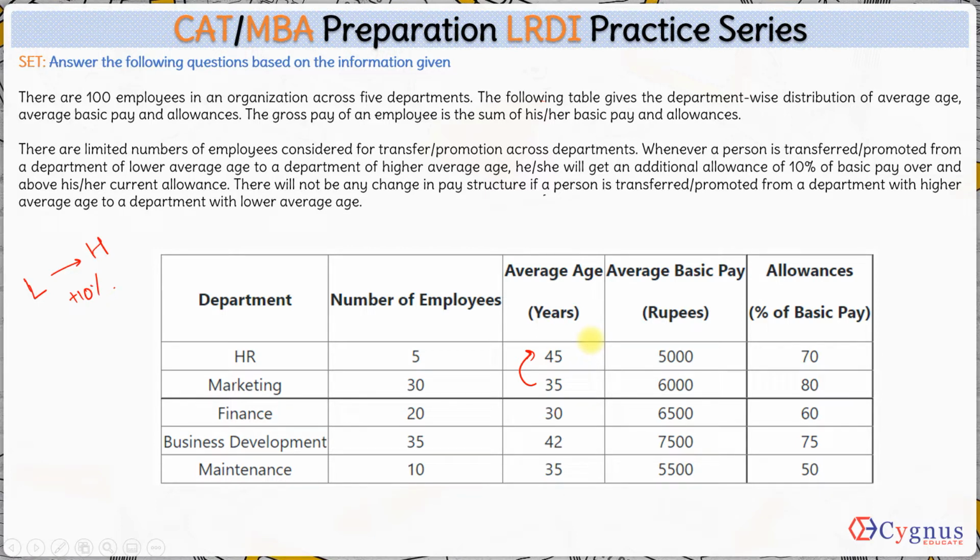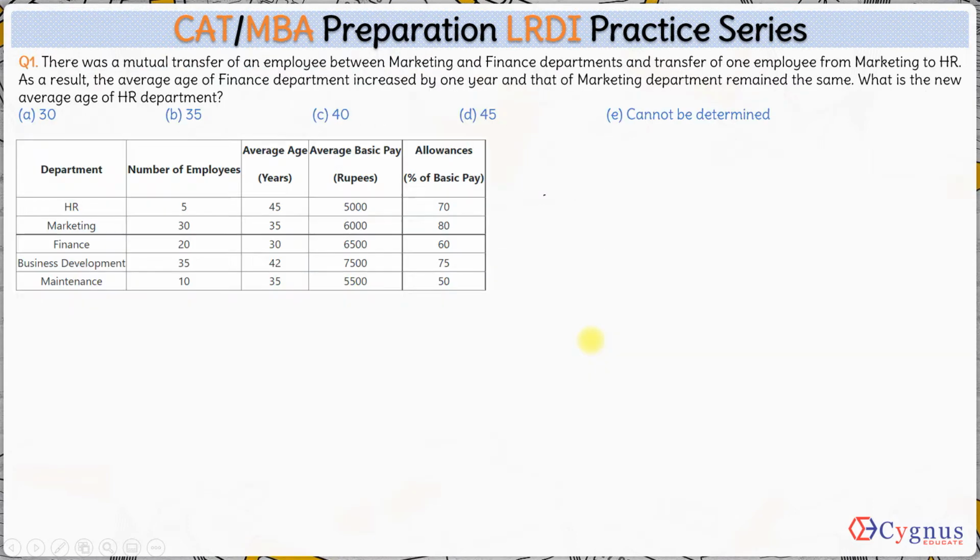Fine. So this is the data that we have. Let's look at the first question. Here we are given that there was a mutual transfer of an employee between marketing and finance. Okay, so one was transferred from marketing to finance and one other was transferred from finance to marketing. And one employee went from marketing to HR. Not a mutual transfer, only one employee from marketing to HR.